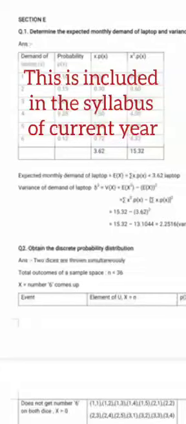Welcome back, students. In our last video we had completed the questions which are not included in the syllabus of section C and D of exercise 2. Moving on with the next two sections, that is section E and section F. The first question in section E, which is not there in the syllabus, is question number 1.